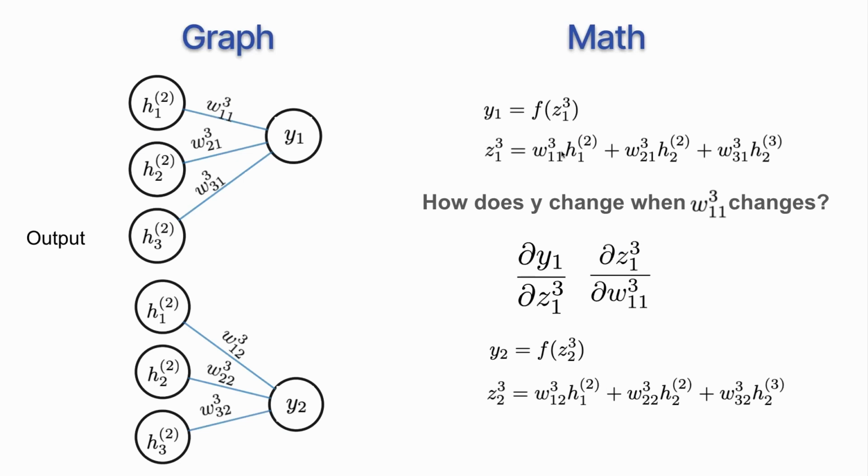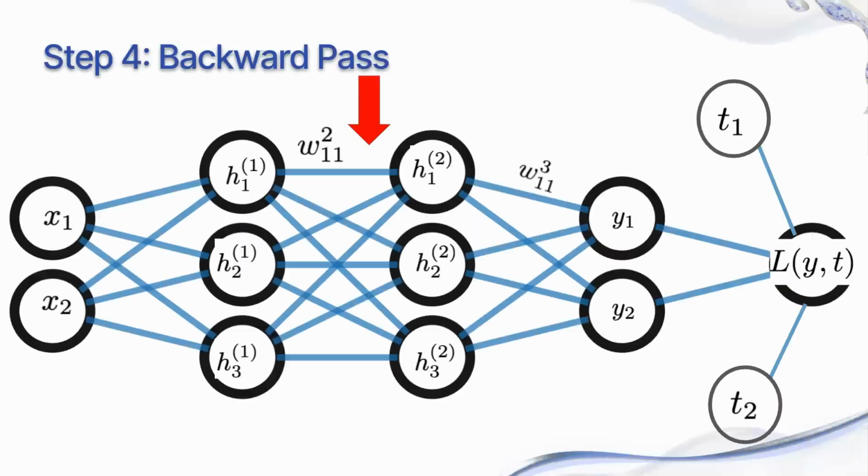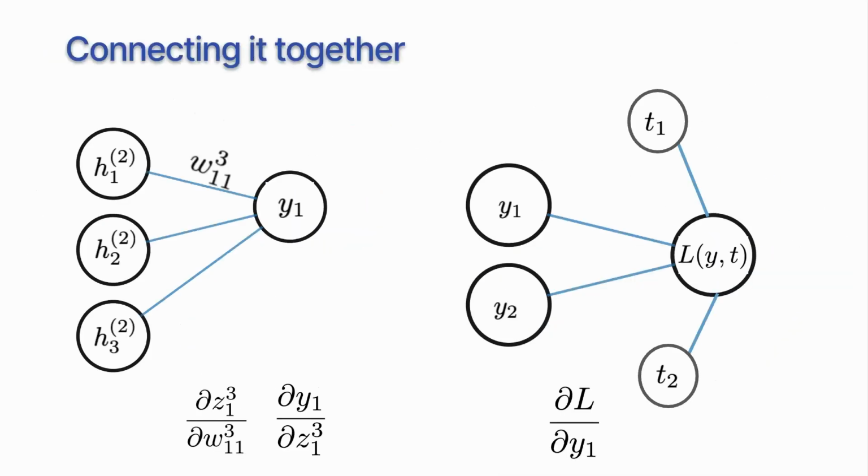Yeah. So again, only y1 depends on this weight here. So we would take the derivative of y1 with respect to z1, and then we would take the derivative of z1 with respect to the weight here. Okay. And since we want to figure out the loss, we multiply it together to get the loss L with respect to the weight.